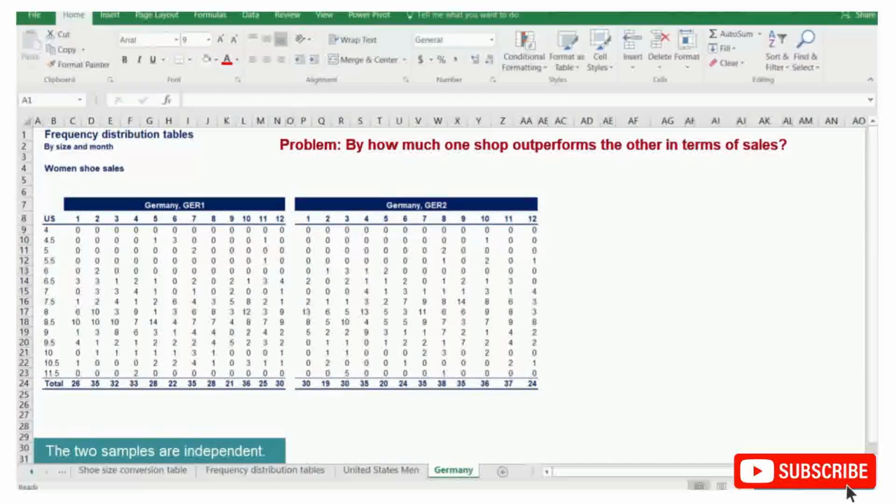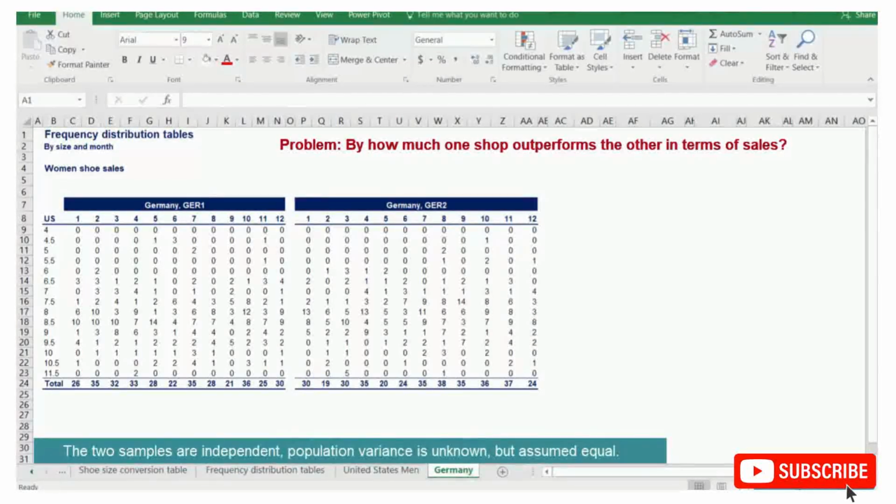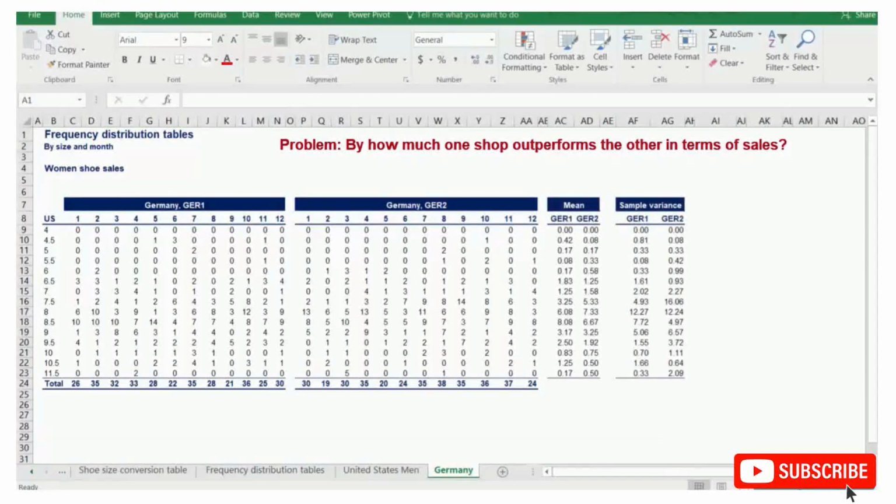Once again, we don't know the population variance, but given this is the same market in the same country, we can assume it is equal. This implies we are in the case of independent samples with population variance unknown but assumed to be equal. Like in the previous case, we need to calculate the means and the sample variances. Here, we must calculate a pooled variance, which is an unbiased estimator of the population variance.